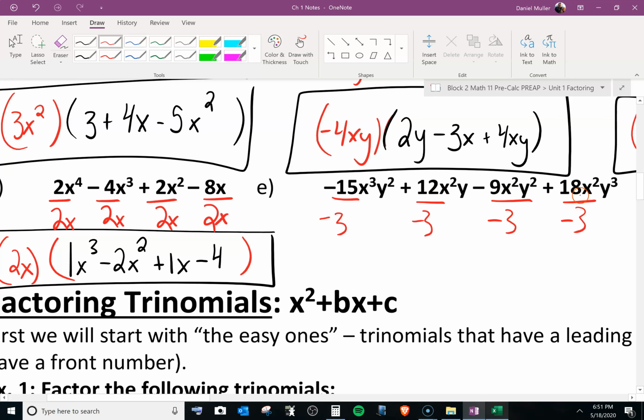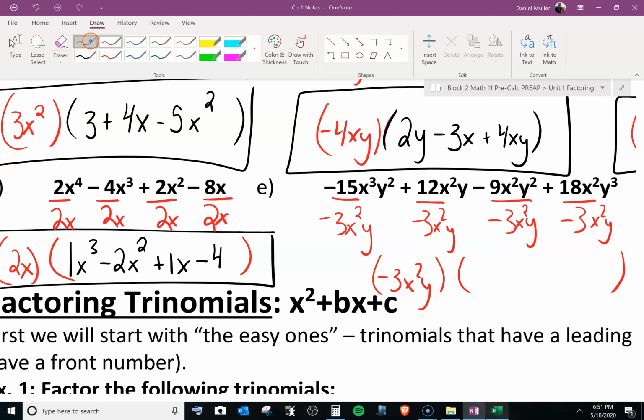I think 3 is what's common between all of these. x cubed, x squared, x squared, x squared. So x squared is the smallest. y squared, y, y squared, y cubed. So just a y is the smallest. I don't know why I didn't write the x squareds here. x squared y, x squared y. So negative 3 x squared y. And then what am I left with? Negative 15 over negative 3 is 5. I have an extra x on top and an extra y on top.